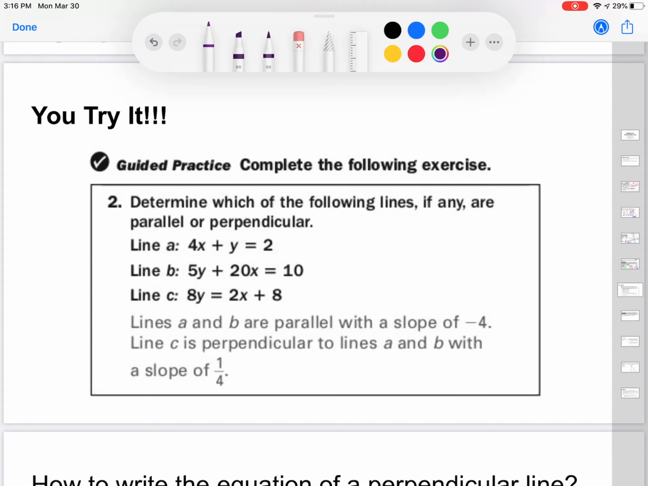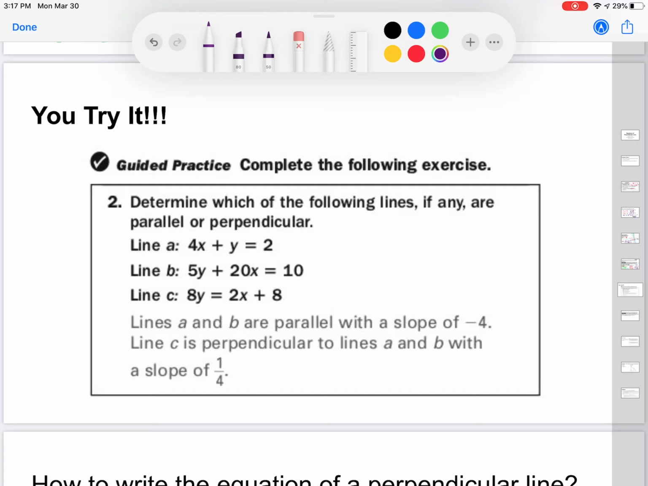Now it's your turn, okay? This wants you to determine which of the following lines, if any, are parallel or perpendicular, okay? So you can take each line. Each of these is given in standard form, except for line C, which is not quite standard form. But each of these needs a little bit of work to put it in slope-intercept form, okay?